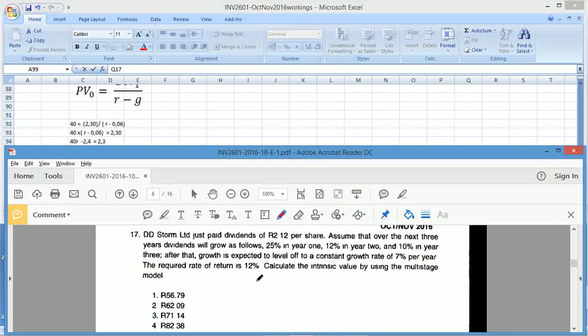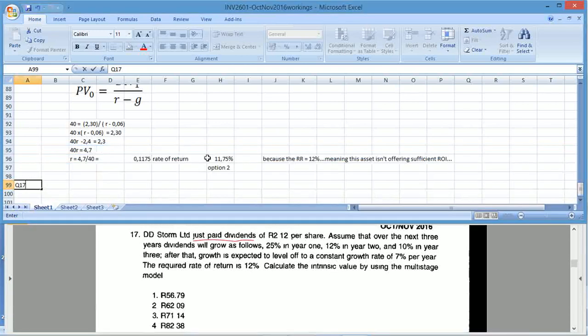Okay, 17. Just paid dividends. Just paid means that's times 0. You need to pick up on keywords like that in the question. So that's 2.12 per share, that's the dividend. Assume that over the next 3 years, dividends will grow as follows. After that, expected to level off at constant growth. Required rate is given. Intrinsic value.